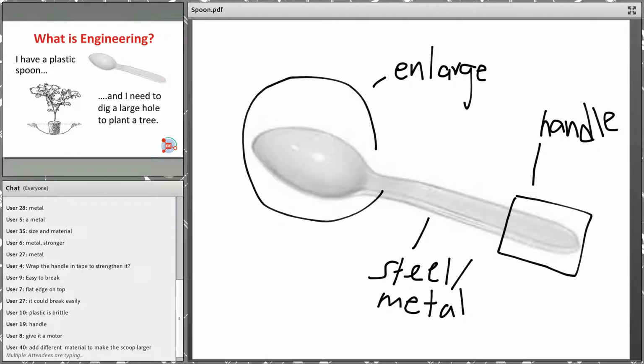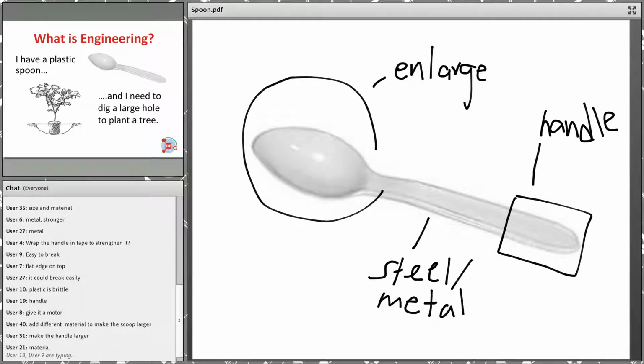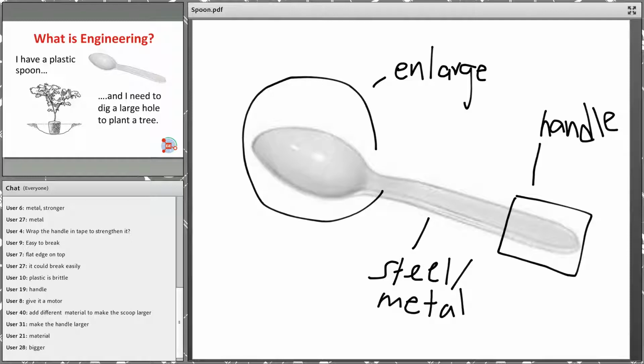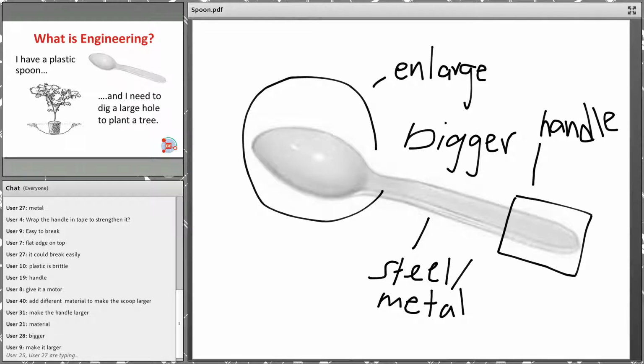I see some answers coming in, so I'm going to give people a chance to respond. Make the handle larger, so I can get my hand around it, and make the whole thing bigger. If we extend out the handle, the lever piece of it, make it bigger so that way I don't have to bend over while I'm digging my tree. I'll end up with a bad back at the end of this, and that's not the experience I want. I want a tree so I can sit in the shade during these hot days.